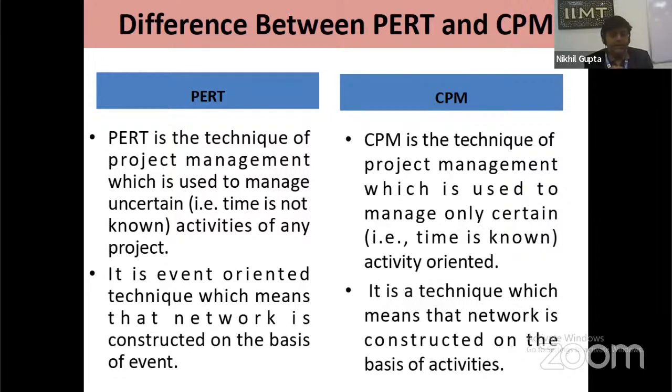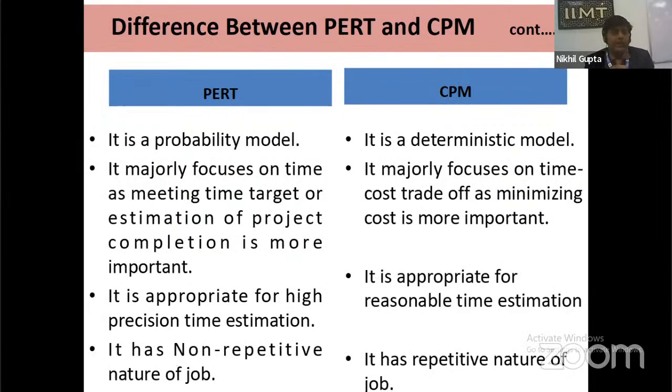Second, PERT is an event oriented technique, which means that the network is constructed on the basis of events. CPM is an activity oriented technique, which means that the network is constructed on the basis of activities. We can say this is the event oriented method, and this one is the activity oriented method. Now, PERT is the probabilistic model, and CPM is the deterministic model. PERT majorly focuses on time, as meeting the time target or estimation of project completion is more important.